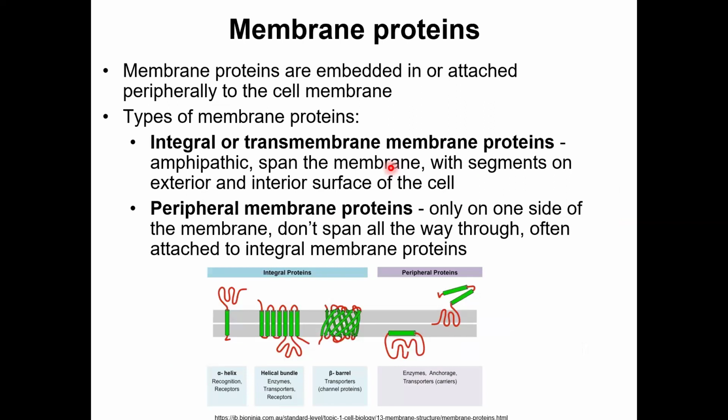Now, membrane proteins are proteins that are embedded or attached peripherally to the cell membrane. We have two different types: integral or transmembrane membrane proteins, and peripheral membrane proteins. Transmembrane proteins are amphipathic, so they go through the exterior and interior surfaces of the cell. Peripheral membrane proteins are only on one side of the membrane, so they don't span all the way through like integral or transmembrane ones. They can come in different shapes and sizes, so just keep an eye out for these examples.